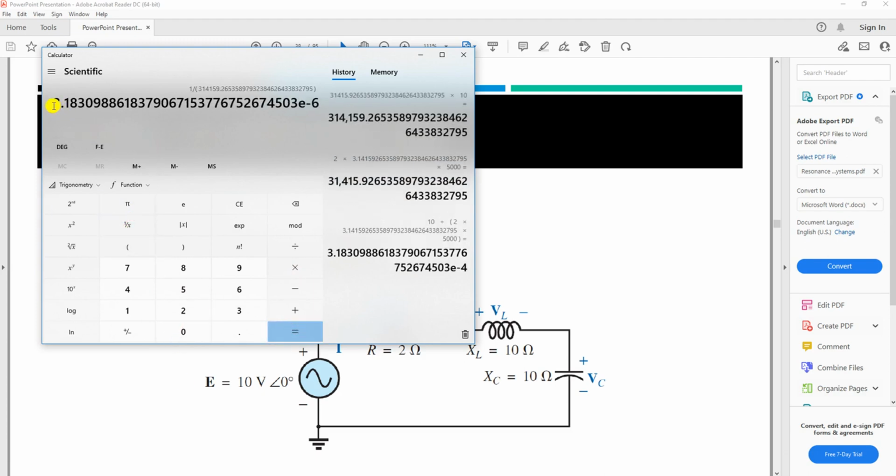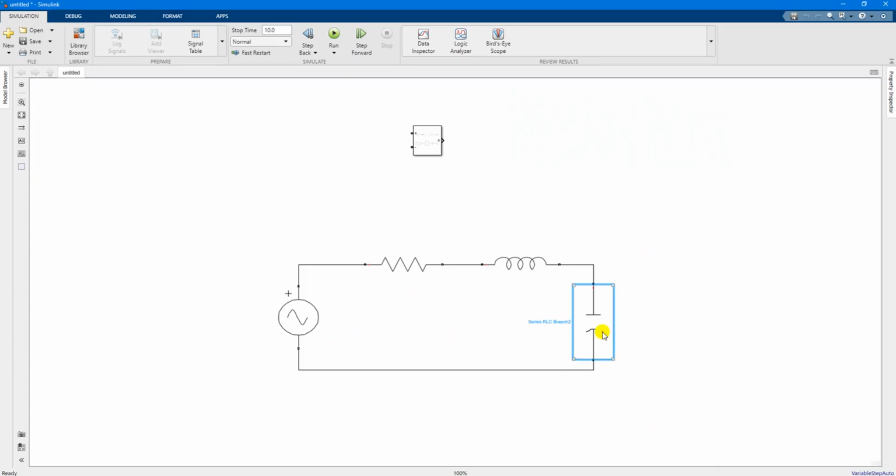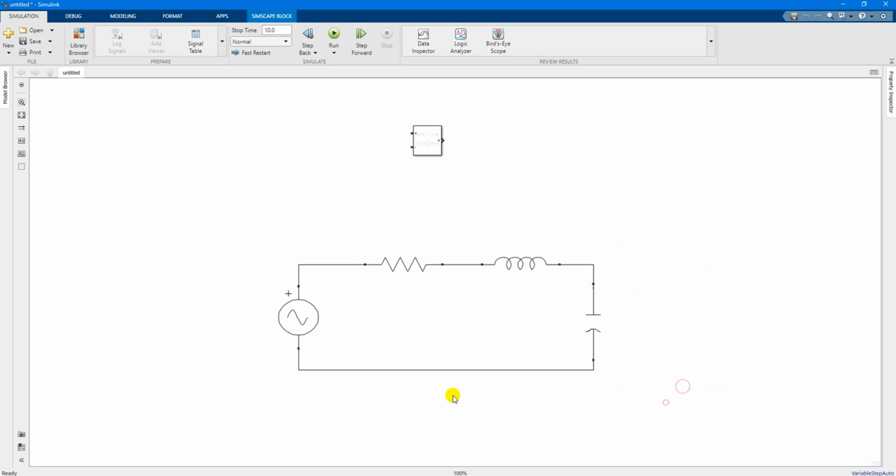So we'll have 3.183 times 10 to the power negative 6. So we will have here like this, take this one here and paste.